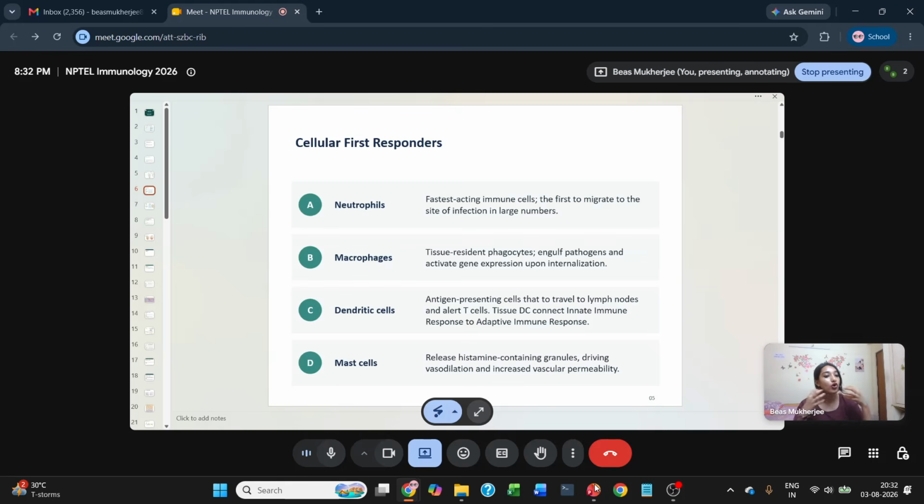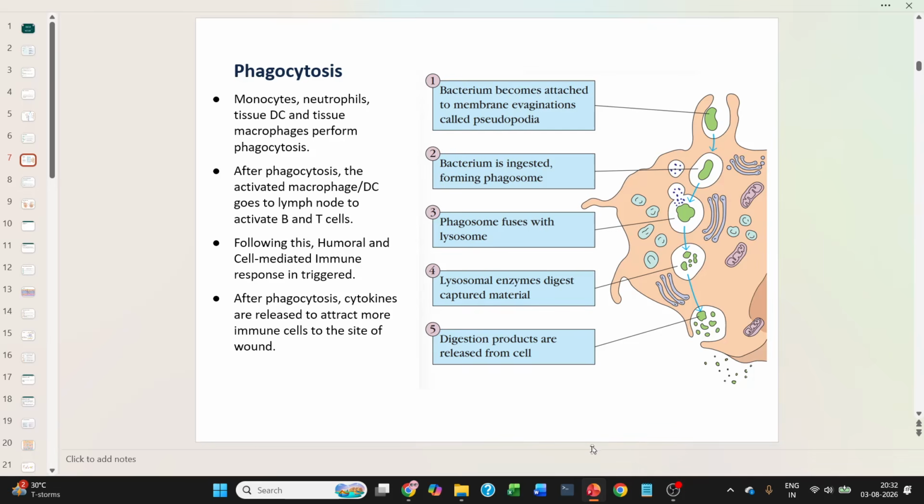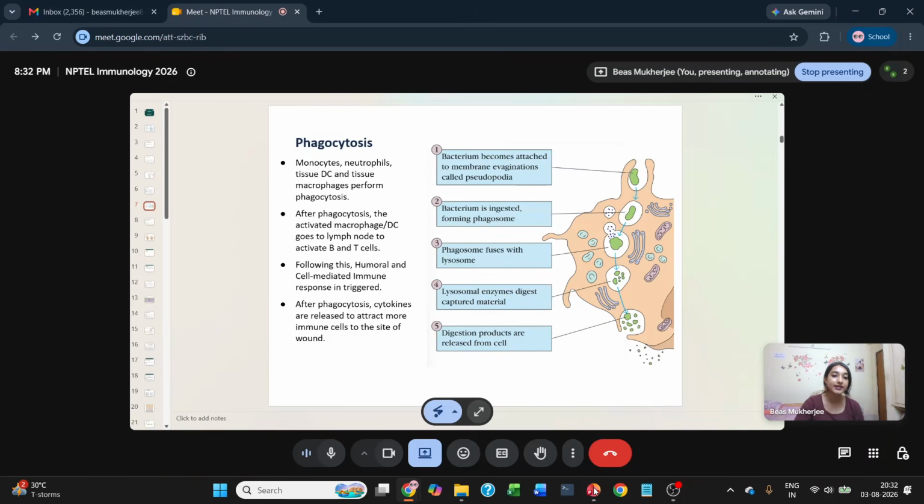Okay, so next we have the mast cells. Now mast cells, they have a lot of small granules inside of them, and what happens is during this time of need, these granules break open, and from that granule a lot of chemokines and cytokines are released. For example, histamine is released from these granules. This drives vasodilation, so the blood vessel is getting dilated and a lot more blood flow is allowed, increasing vascular permeability.